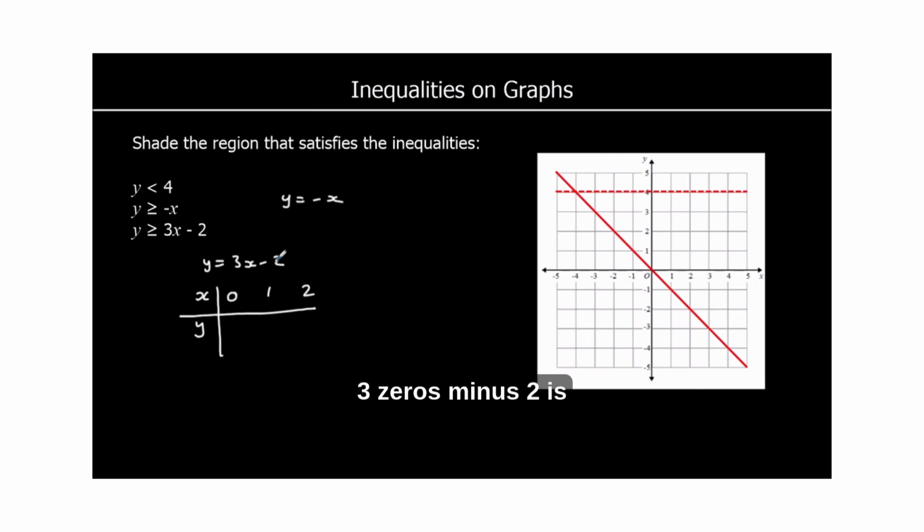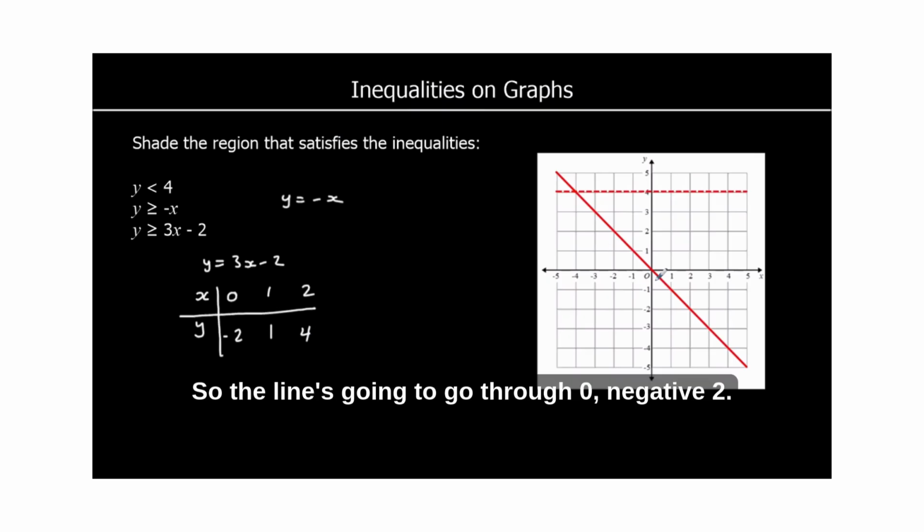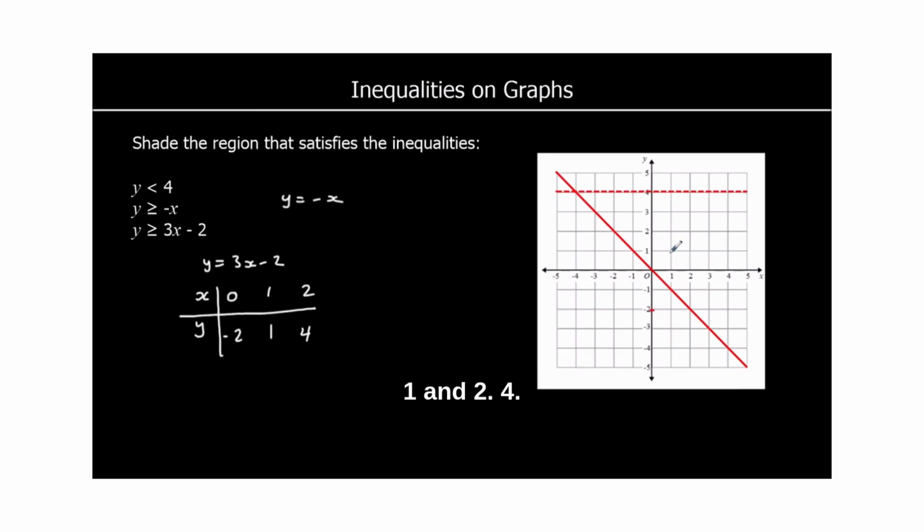3 zeros minus 2 is negative 2. 3 1s minus 2 is 1, and 3 2s minus 2 is 4. So the line's going to go through (0, -2), (1, 1), and (2, 4). So let's draw it on the graph.